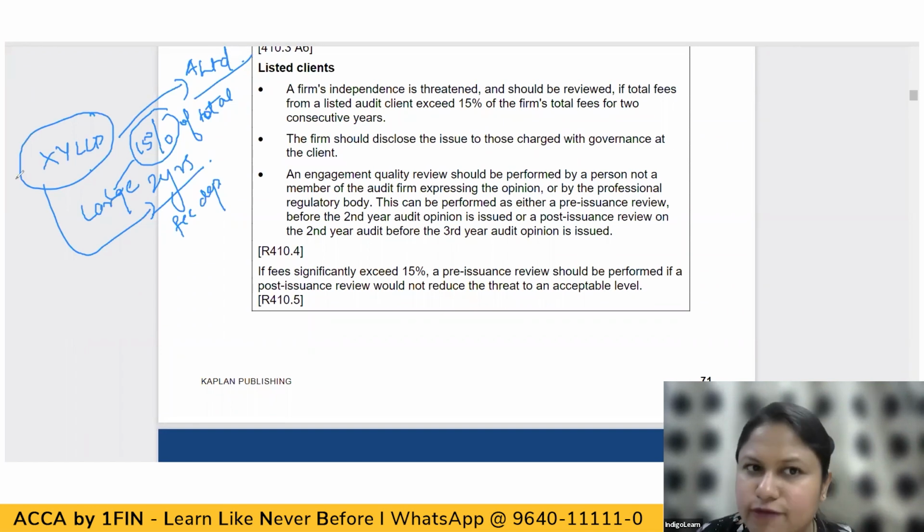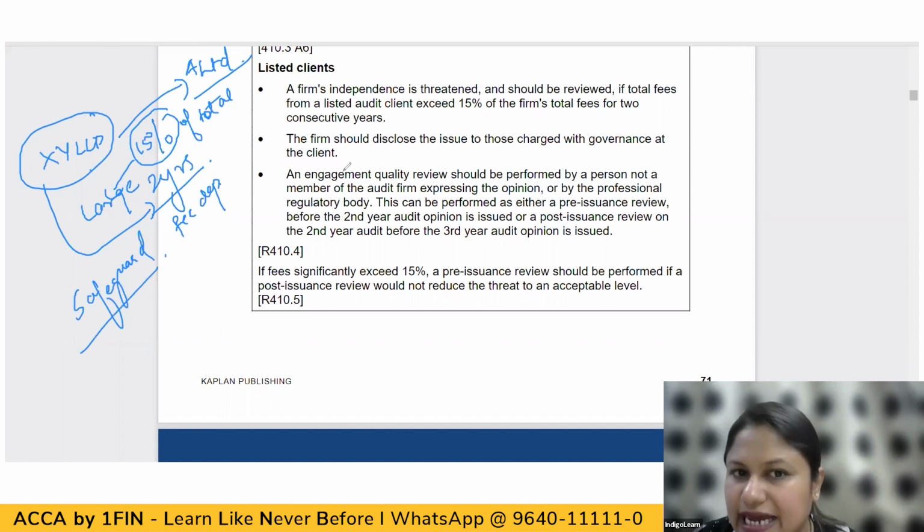But then, however, if you still want to continue to do the audit of A Limited, then you have to apply the safeguard. Okay? What would be the safeguard here? An engagement quality review should be performed by a person, not a member of the audit firm, expressing the opinion, or by a professional regulatory body. This can be performed either as a pre-issuance review before the 2nd year audit opinion is issued, or post-issuance review on the 2nd year audit before the 3rd year audit opinion is issued.